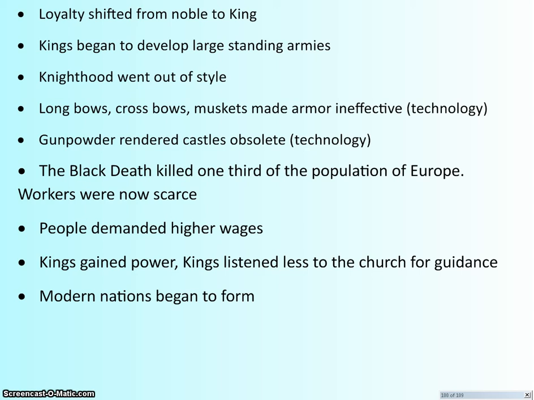The Black Death kills a third of the population, so you have a scarcity of workers. People want more money. So kings gain power. They listen less to the church for guidance, and you begin to have the formation of modern nations. The earliest two are England and France, but it does spread from there, and Spain begins to coalesce, and a lot of the western parts of Europe that we know today, the ones that border the Atlantic, begin to take place pretty close to their form of today.